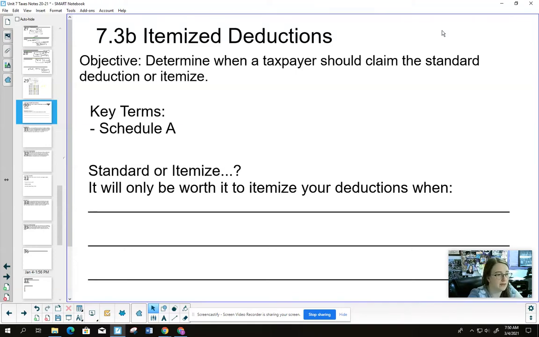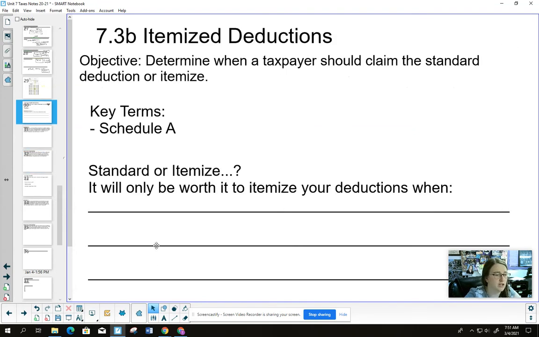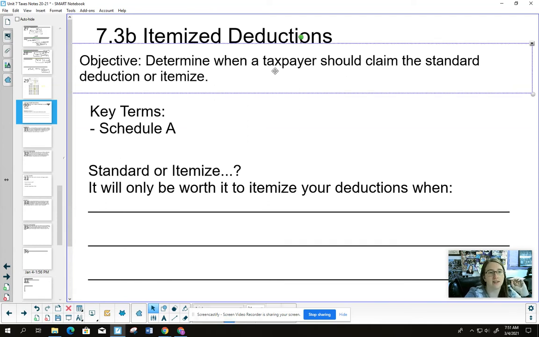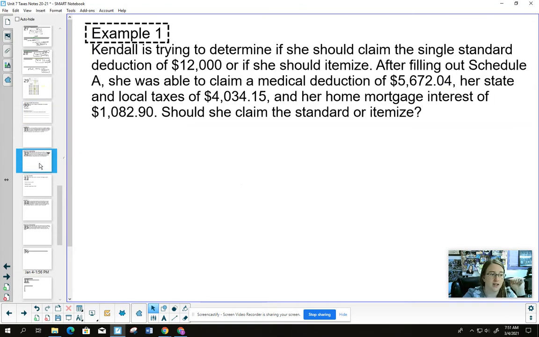So for 7.3b, I'm going to do the key terms with you guys here just because this is a really short lesson. There's only one type of question we're doing. I did kind of shorten this lesson. If you have the notes packet, you see in the objective that it says calculate medical expense deductions. I took that out because it's kind of harder to do. And again, just to save time this year, it's not super important for you to know how to do that specific deduction, just what itemized deductions are in general. So we're going to do the whole lesson right here, key terms, and then 2 questions.